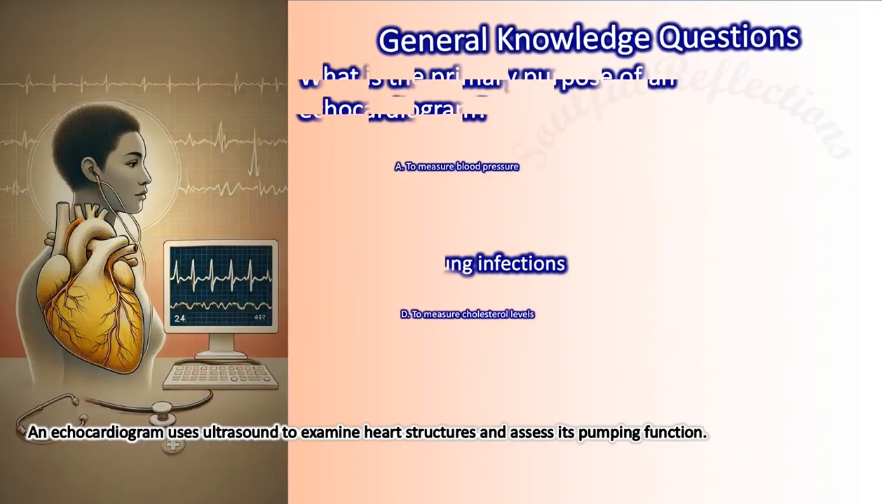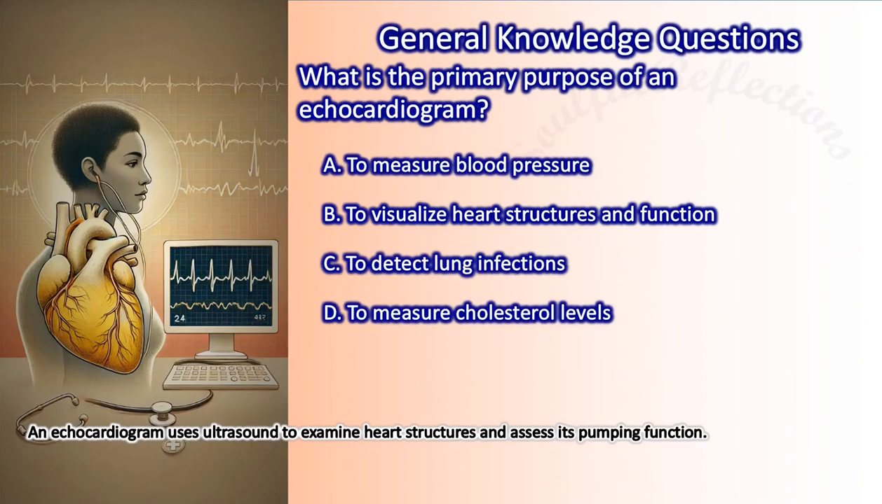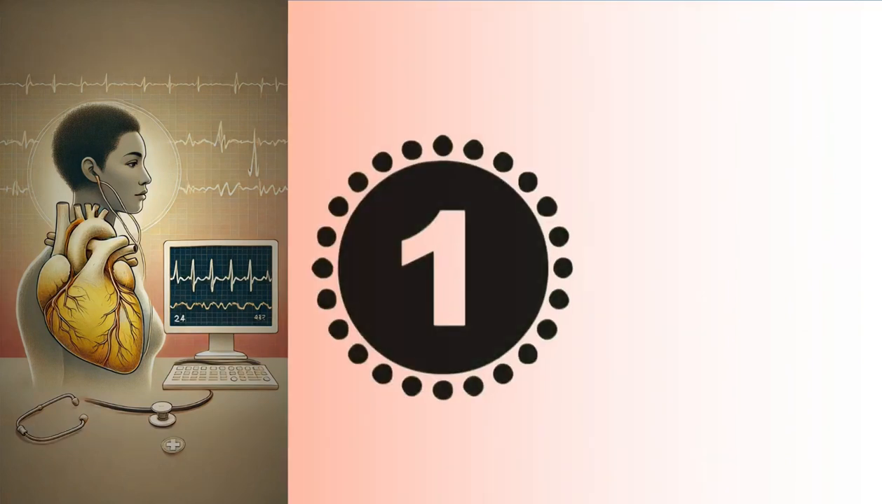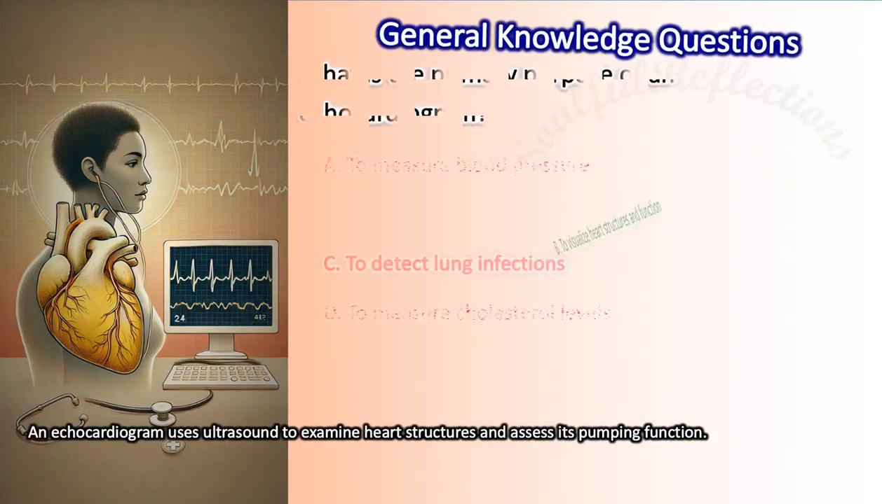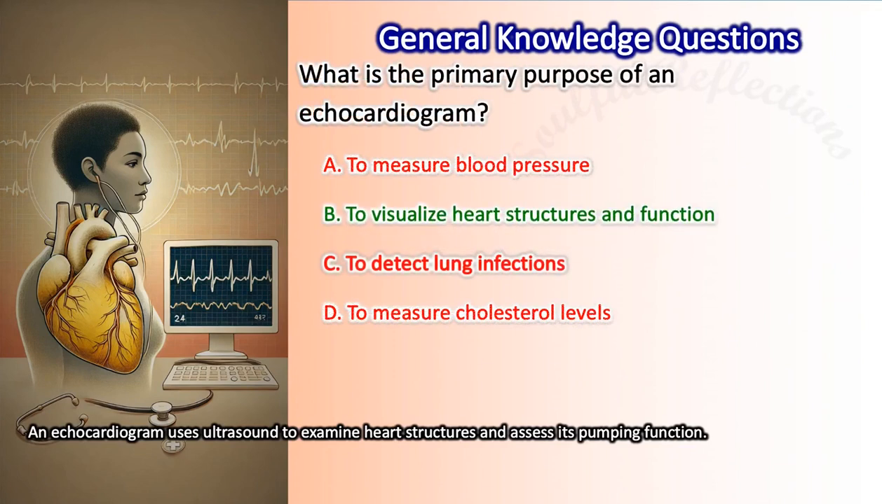What is the primary purpose of an echocardiogram? Option 1, to measure blood pressure. Option 2, to visualize heart structures and function. Option 3, to detect lung infections. Option 4, to measure cholesterol levels. The answer is, option 2, to visualize heart structures and function.